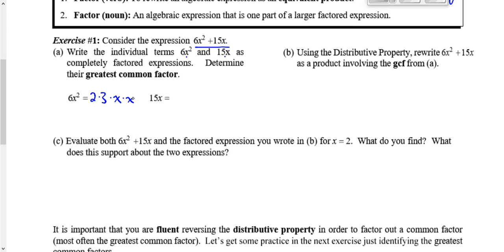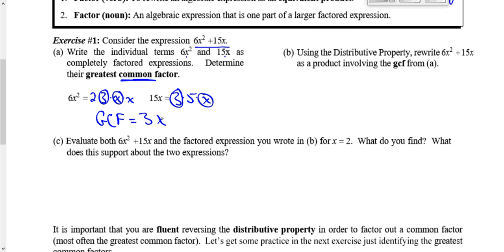All right, so now let's do the 15x. 3 times 5 times x. Now, we've listed the factors of both of those, right? So what factors do they have in common? There's a 3 in both, and a single x factor in both. So the greatest common factor of these two terms, the GCF, is 3x.